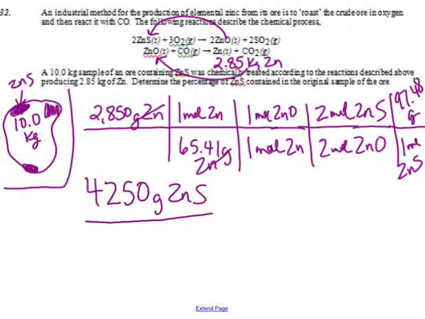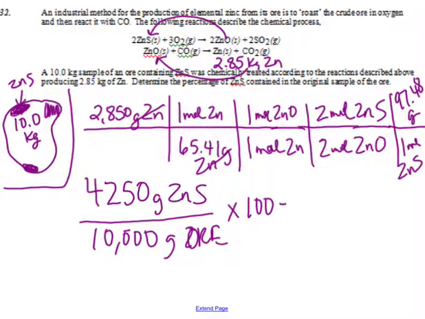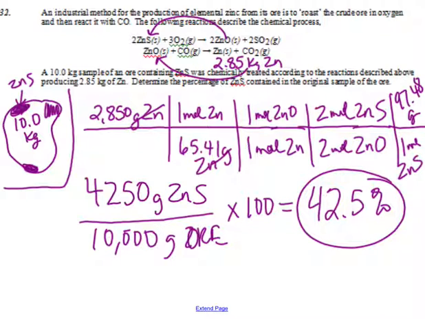So how do I get the percent? Part over whole. How much does the whole rock weigh in grams? 10,000 grams of ore. That's part over whole times 100. So my percentage is 42.5%, right? So that rock was almost half ore. Isn't that cool? I like stuff like that.